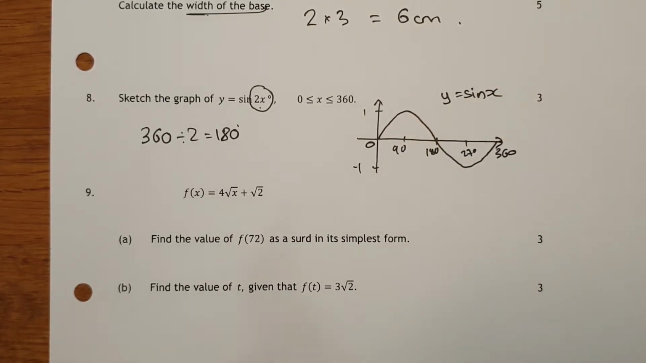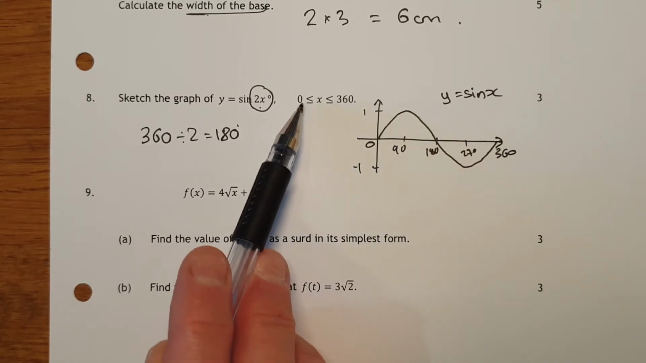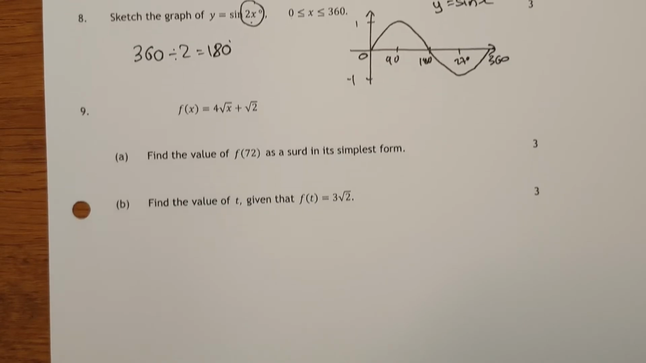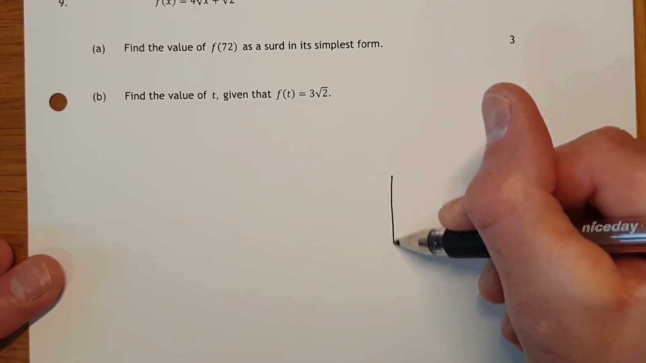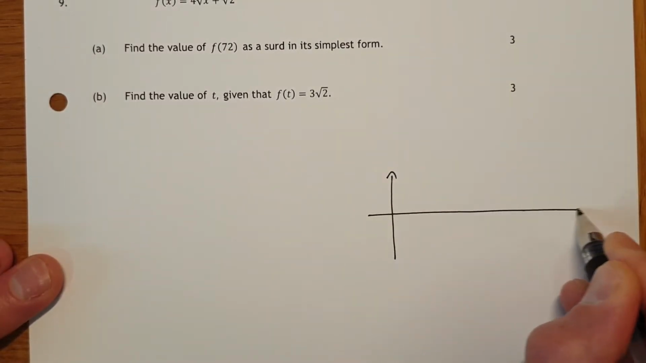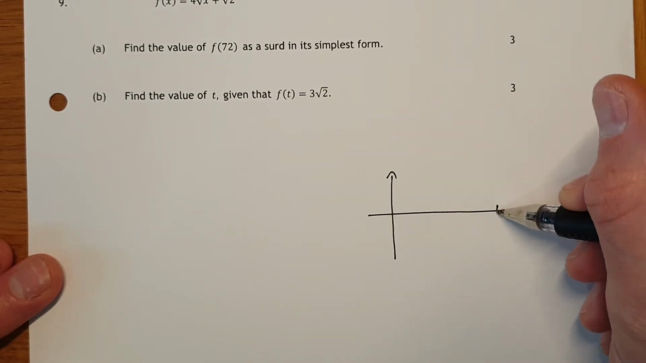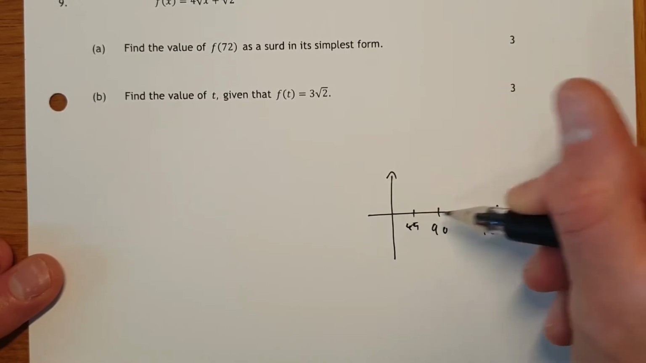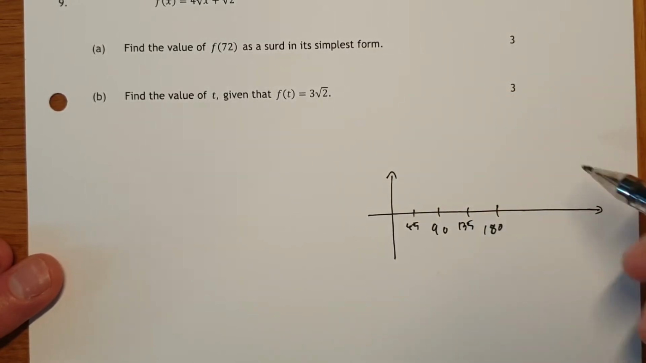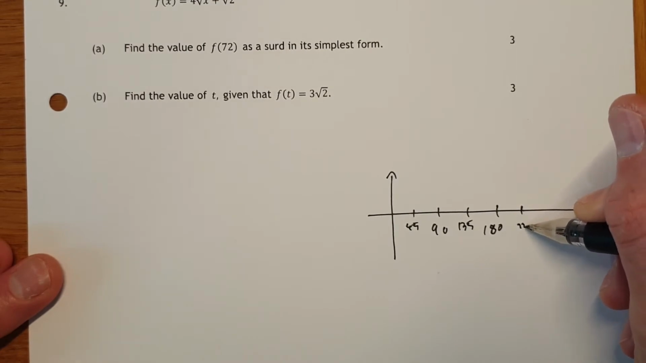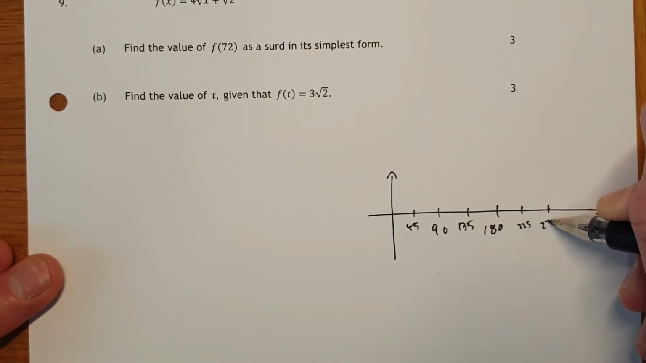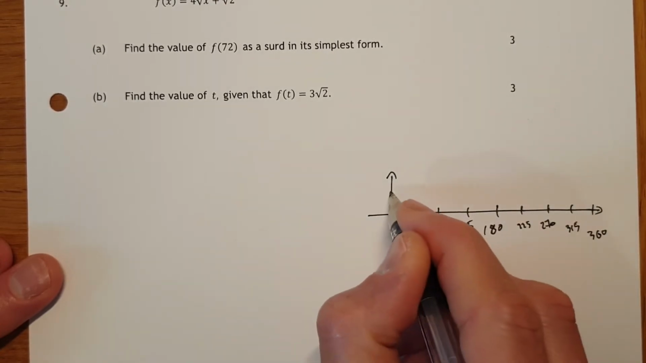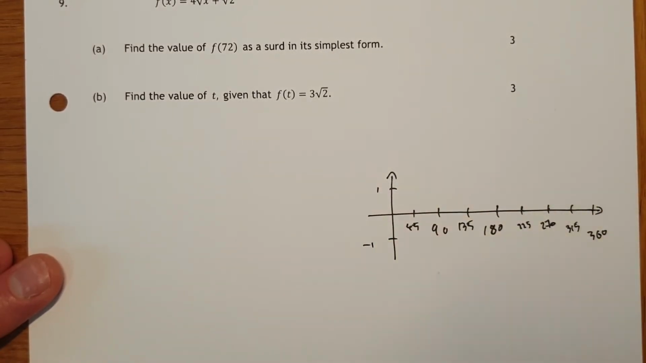Now, the important thing is, we don't just draw the graph between 0 and 180 because it tells us specifically from 0 to 360. So if we want to draw it, I'll just use the space that we've got down the bottom here. So the period is 180, so there's no 180 there. Half of that would be 90, and I've got 45, got 135, and I'm going up in 45, so it'll be 225, 270, 315, and 360. Maximum of 1, minimum of -1.